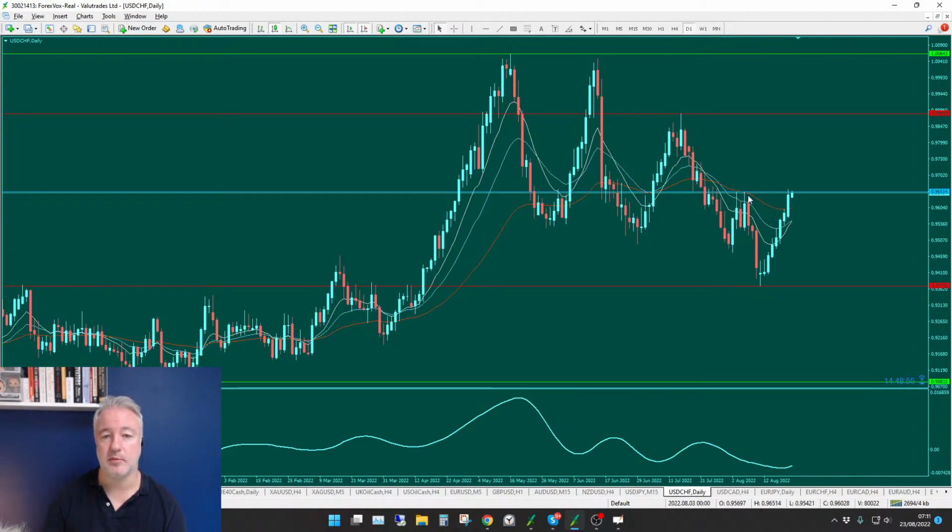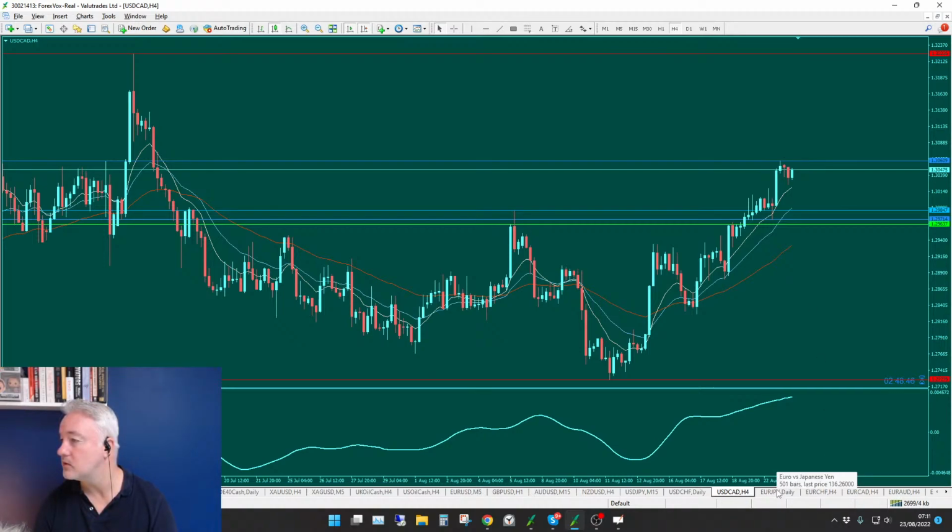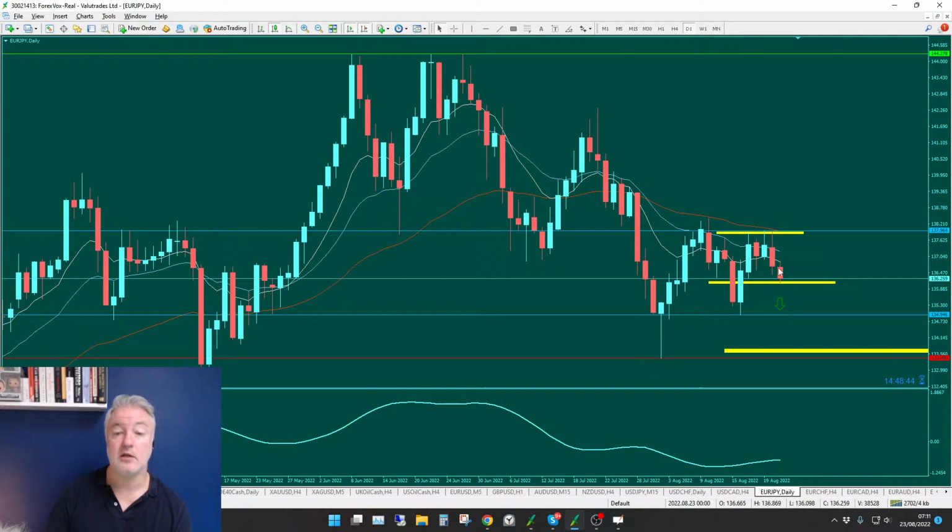Dollar Swiss is looking nice and bullish. It's right at a major level. Dollar CAD is also pulling back, getting ready to keep going. So Dollar CAD appears as though it wants to keep going. Any other questions? Euro Yen looks like it wants to keep going down. So Euro Yen is looking nice and bearish. That's cool. Euro Yen is quite a nice one.